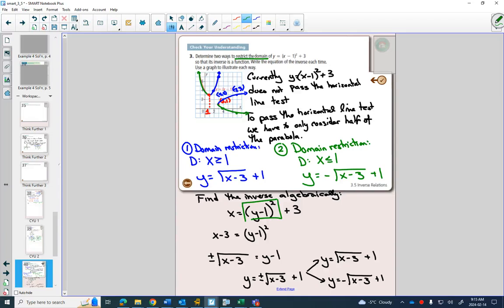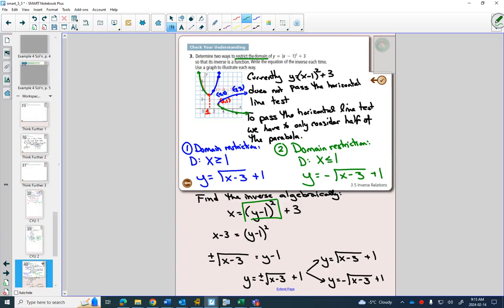So if the square root of something is always positive or 0, and you add 1, the blue one has to always be positive. The green one has a possibility of being negative since this square root is always positive times a negative. This is always negative. Then we add 1. Sometimes it's positive, sometimes it's negative. So that is a good way to figure out which one is which.